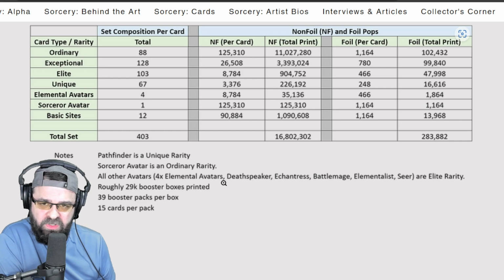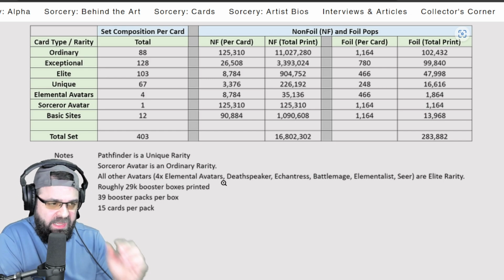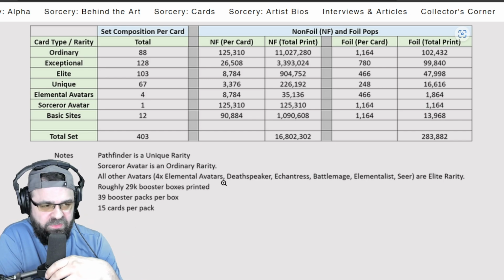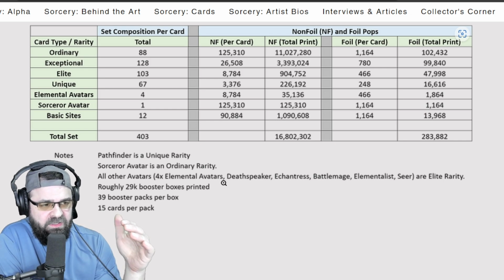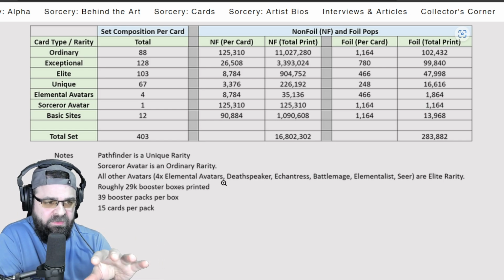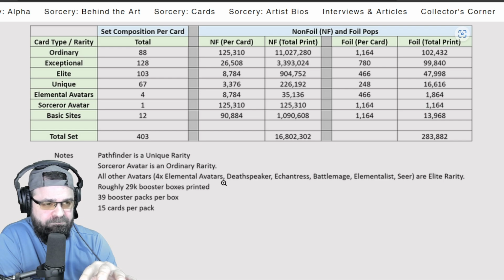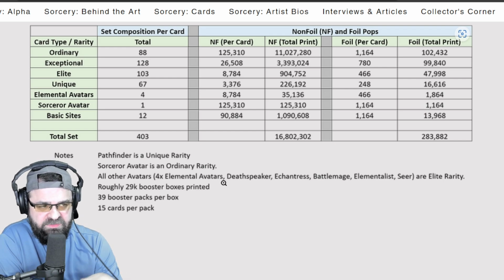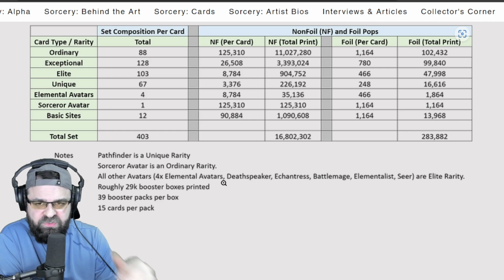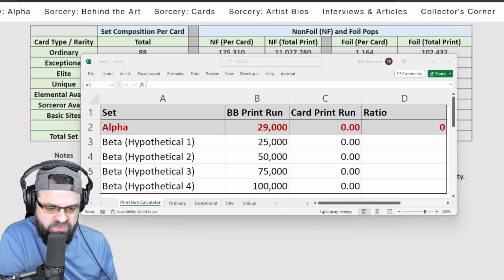First, what we're going to do is grab some alpha data. I'm going to show you, I built a little calculator that extrapolates the alpha set data, the print run for booster boxes, and it figures out what the potential beta numbers are going to look like. Let me show you how I do this.